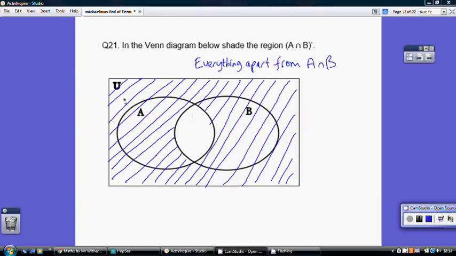Now do be careful. You do need to include the bits outside the rugby balls but still inside the rectangle. People often forget that. So it's not only including the other part of A and the other part of B, it's also including all the area on the outside. It's just basically the opposite of A intersection B.